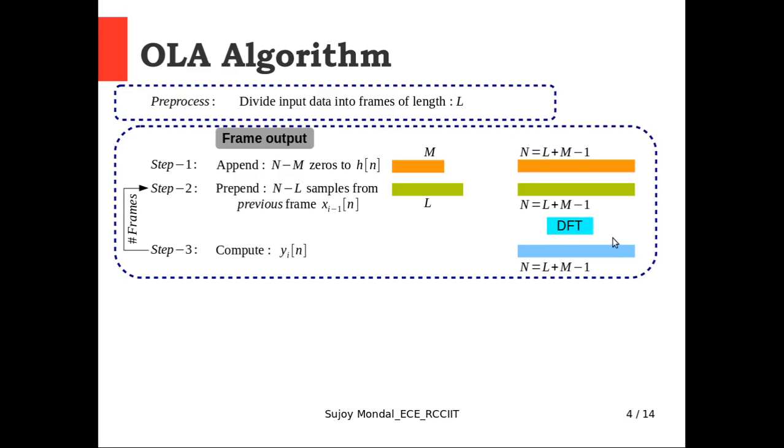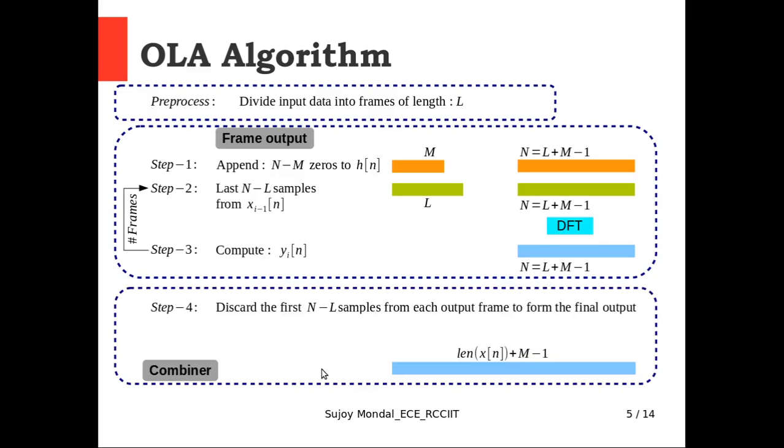The rest of the process is very simple, as we did in case of OLA. We have to find each frame output, and then in the combiner block we have to discard the first N minus L samples from each output frame to form the final output. And what would be the length of the final output? The same thing: the original length of x of n plus M minus 1.